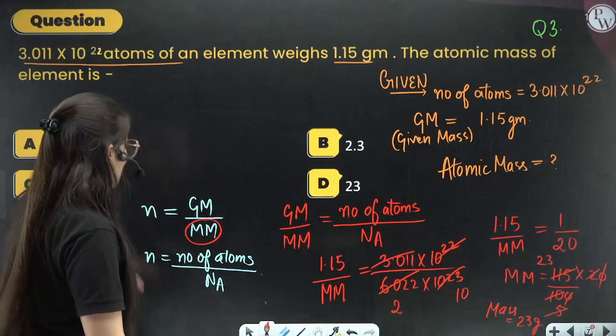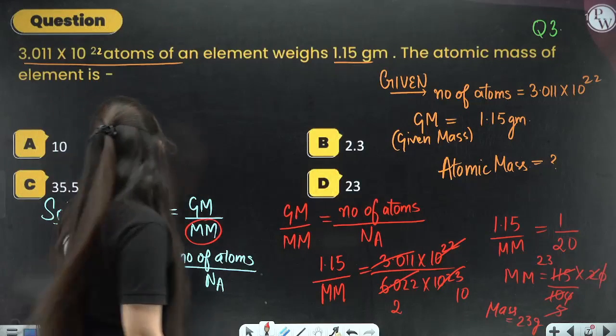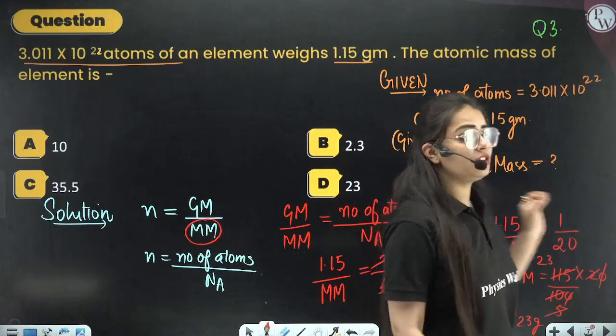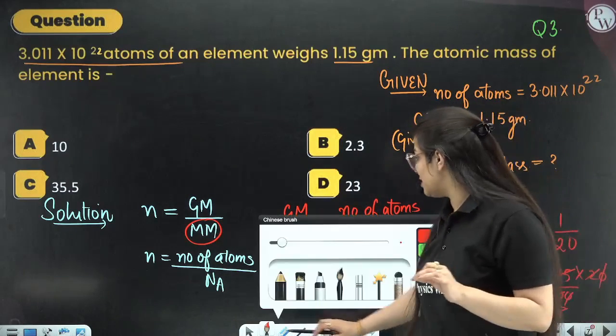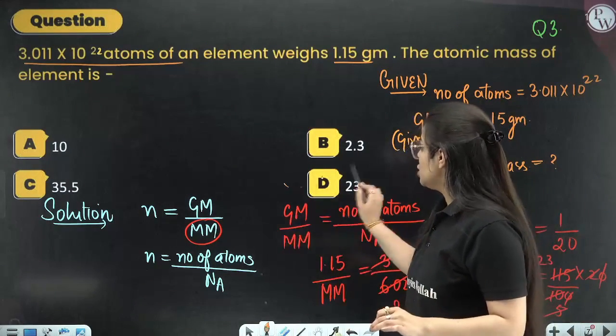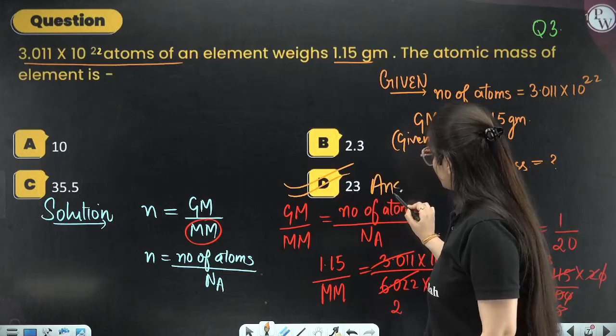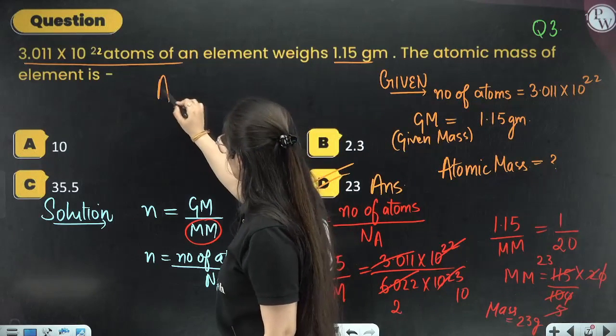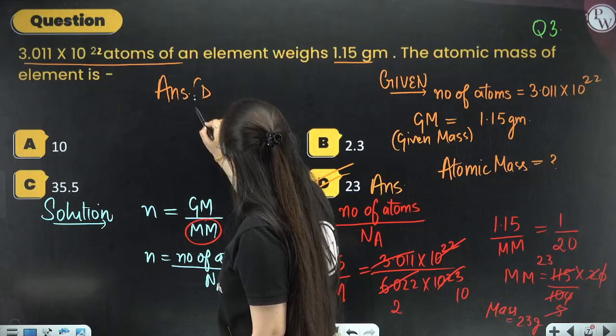Mass comes out to be 23 grams. Hence, if I look at the options, I have A option as 10, B option as 2.3, C option as 35.5 and D option as 23. So our D option shall be the correct answer. Answer comes out to be option number D.